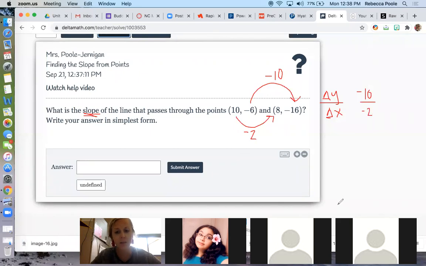What's -10 divided by -2? 5. Yeah, so you should have put in 5. How many of you got number 1 right? Oh, good. Okay, good. You have 2 of these on the test tomorrow.